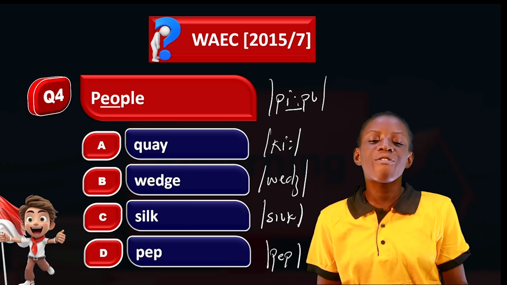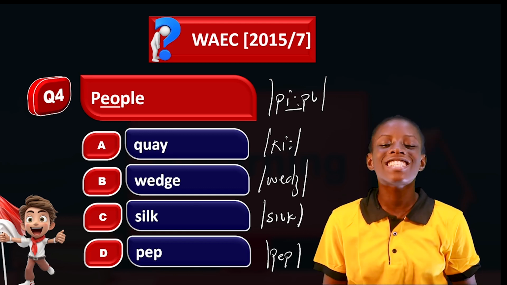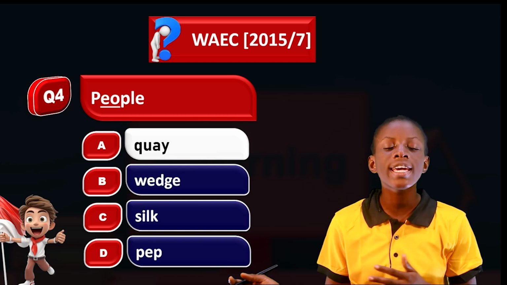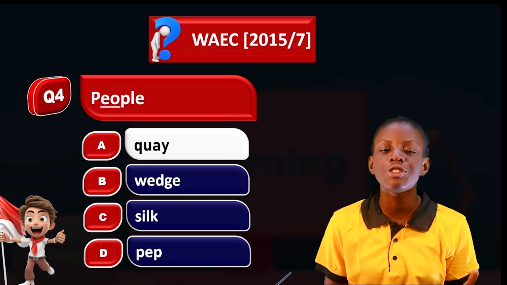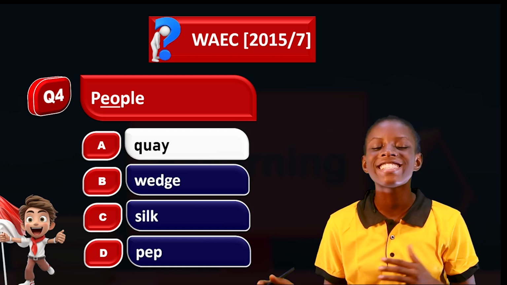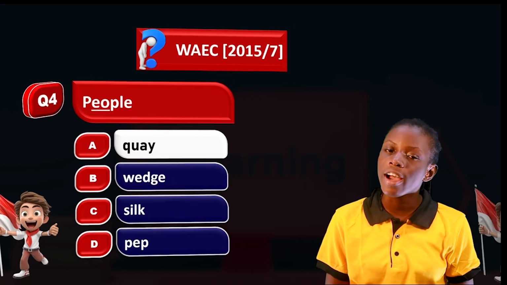Having transcribed, what is our answer? Of course, it is boldly option A, key. People, key. These two words rhyme as regards the similar vowel sound. So option A is our answer.